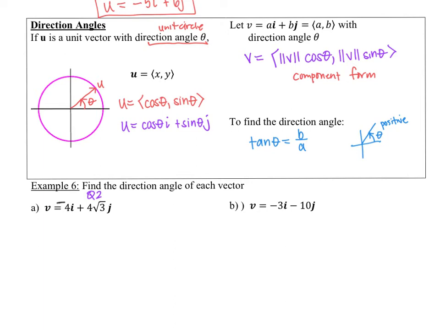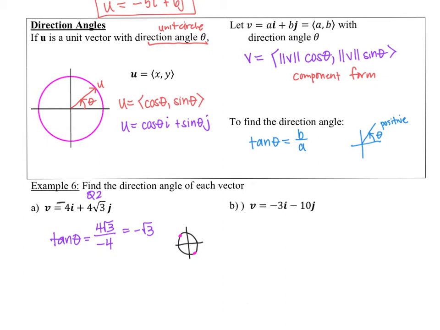Okay, if I want to find the direction angle, tangent theta equals the y component over the x component, which I will simplify to negative root 3. Okay, let me think about this. If the tangent's negative root 3, I'm kind of thinking of this point or this point.